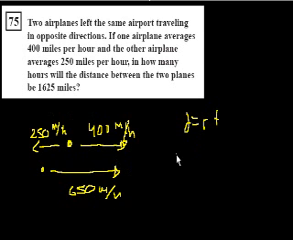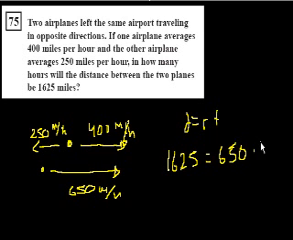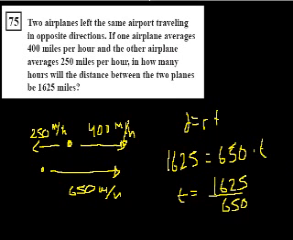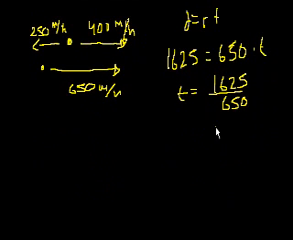So we have to cover 1625 miles, because that's what they want to know. At what point are the planes that far from each other? That is equal to their relative velocity. They're separating from each other at 650 miles per hour, and we want to know how long that's going to take. So time is going to equal 1625 divided by 650. See if we can simplify that at all. Well, we could divide the top and the bottom by 25, right?